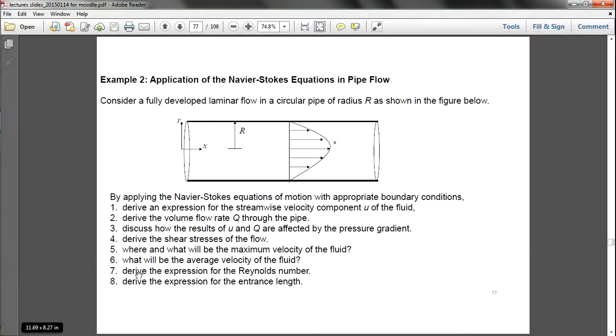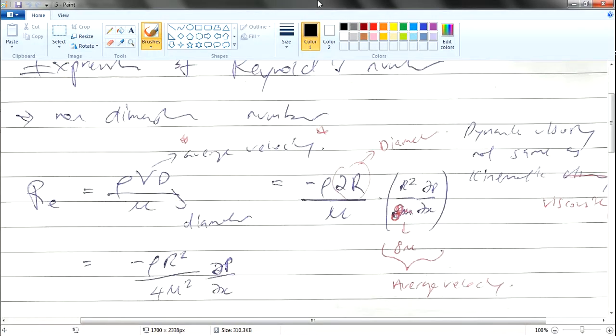So let's take a look and derive the expression for the Reynolds number. Okay, so this is the thing. Let's continue with this too, and then we are set. Although not that set.